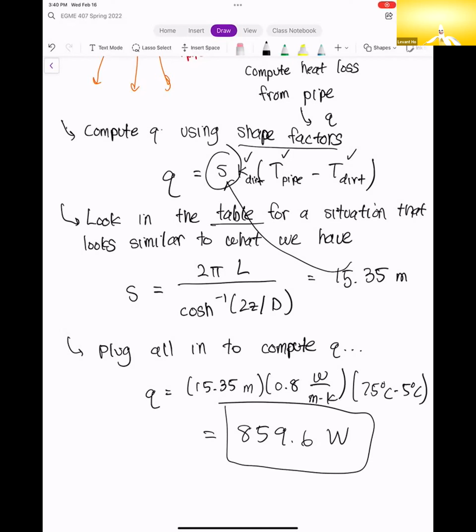There's one in the chat. I answered that one earlier. There is no table like this for fins. The way we solve fins is basically use the fin heat equation that we did earlier.